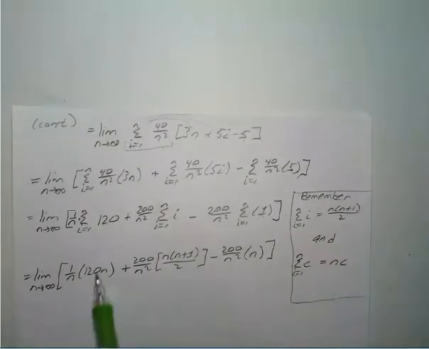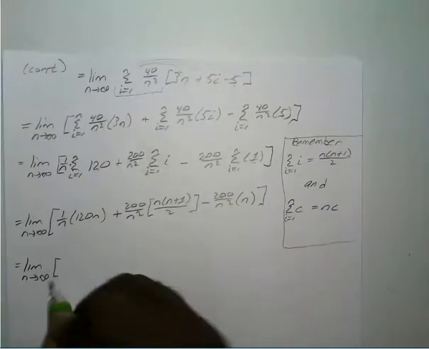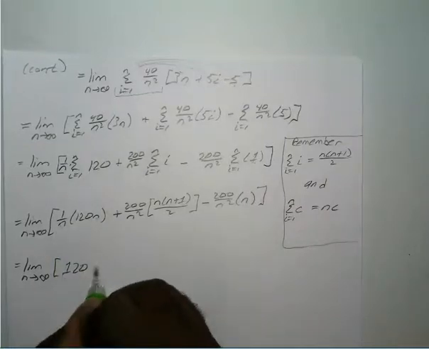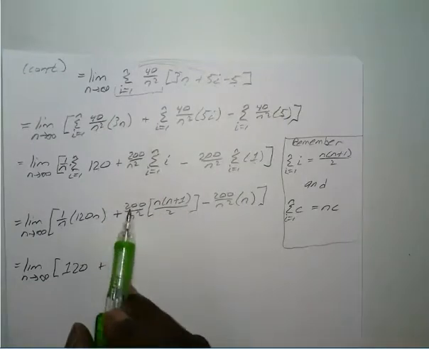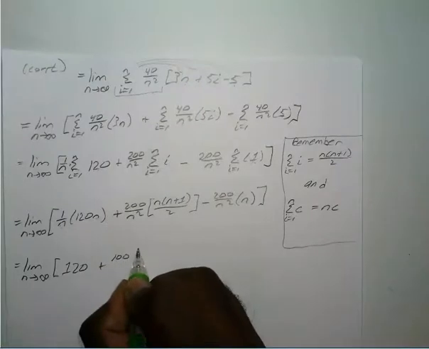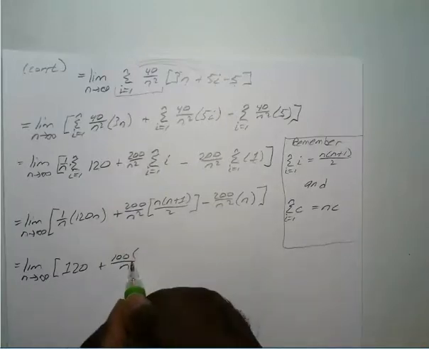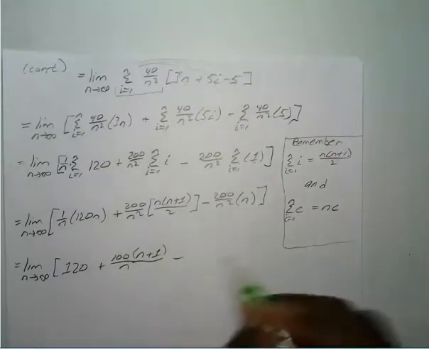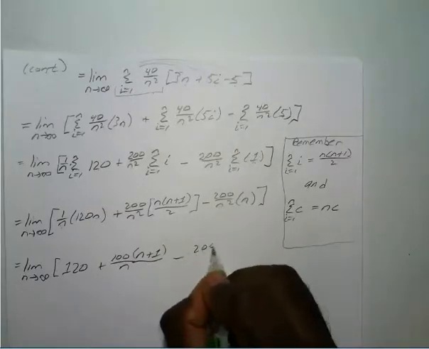All right, so let's simplify these a little bit further. You have the limit as n approaches infinity. I'll bring this up a little bit. You can see here the two n's cancel out, so you're just left with 120. Plus the 2 and the 200 simplify, so you're left with 100. And the n and the n squared simplify, so that's 100 times n plus 1 over n, minus the n, and one of the n's in the denominator cancels out, so you're left with 200 over n.